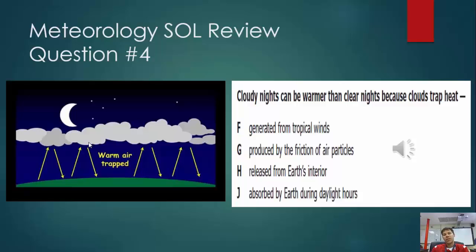So the best answer here is that all of that heat that these clouds are trapping is coming from the sun and the sunlight that was absorbed by the Earth during daylight hours. So your best answer here is J.